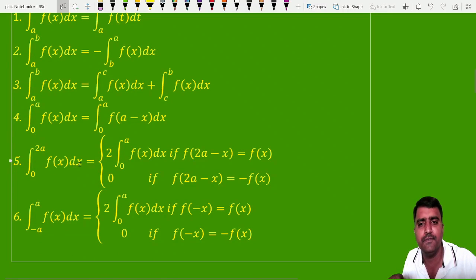Integration of 0 to 2a f of x dx is there. So if the function f of x satisfies these properties.